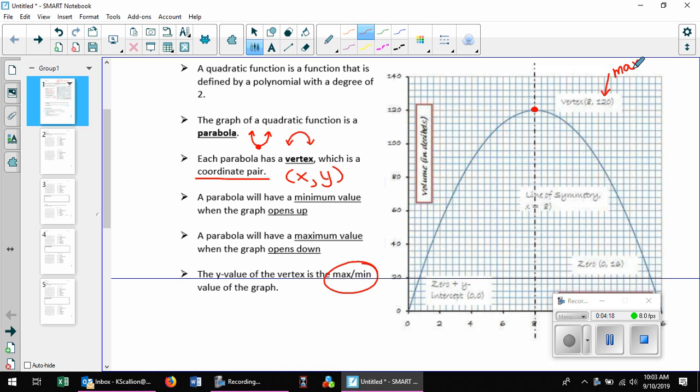Can you have a max and a min on one quadratic graph? No. You can only have one. Okay, how do you feel about that? Nothing terrible yet? Okay, no crying, this is good.